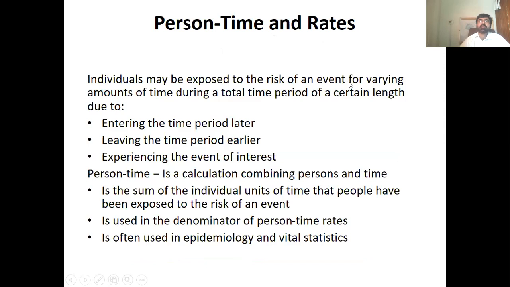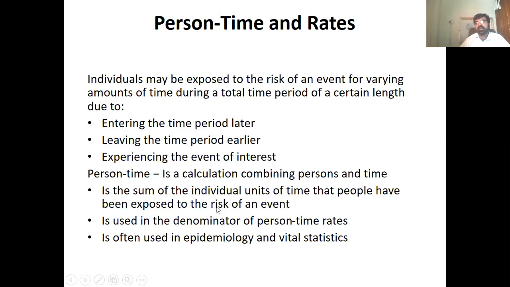An individual may be exposed to the risk of an event for varying amounts of time during a total period of time of certain length, due to entering the time period later, leaving the time period earlier, or experiencing the event of interest. Person time is a calculation combining persons and time. It is the sum of the individual units of time that people have been exposed to the risk of an event, used in the denominator of person-time rates, and often used in epidemiology and vital statistics. It means the time that each individual spent in a study.